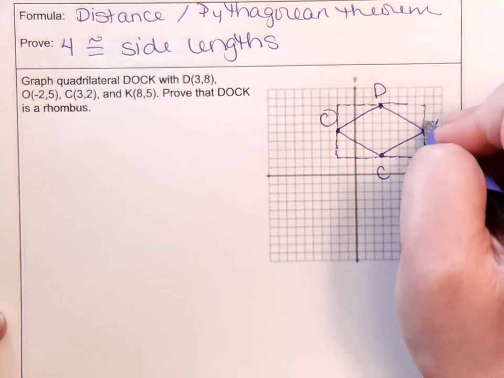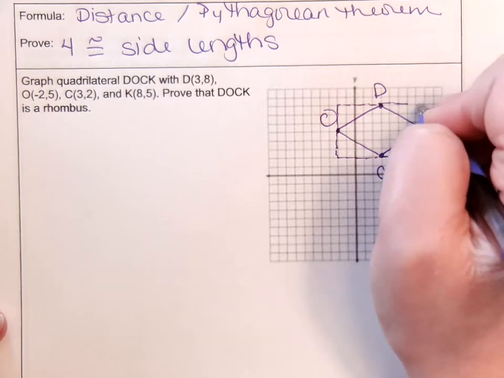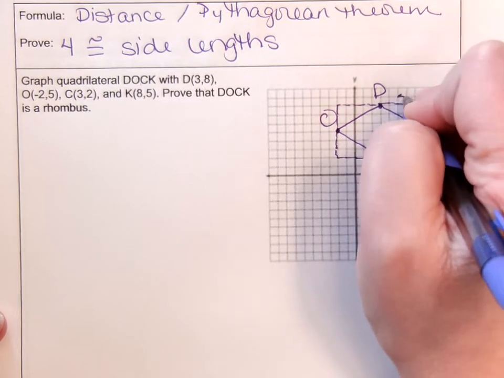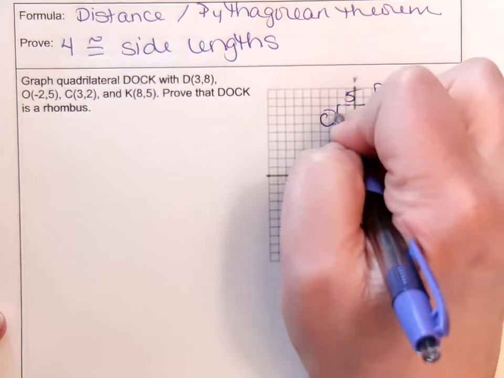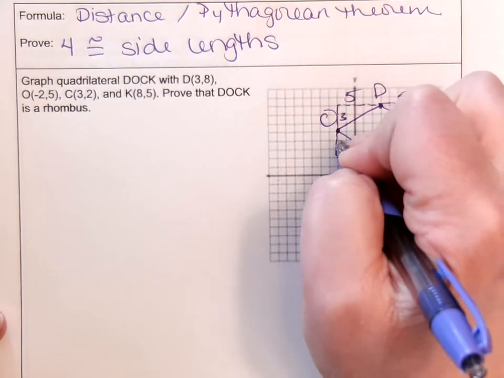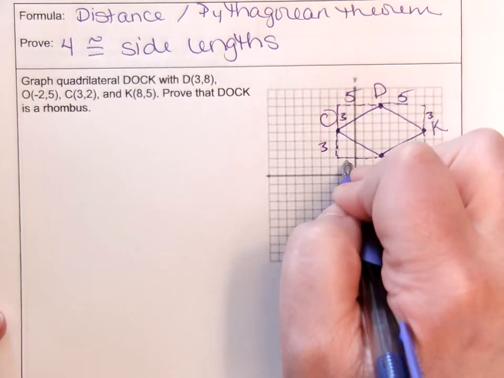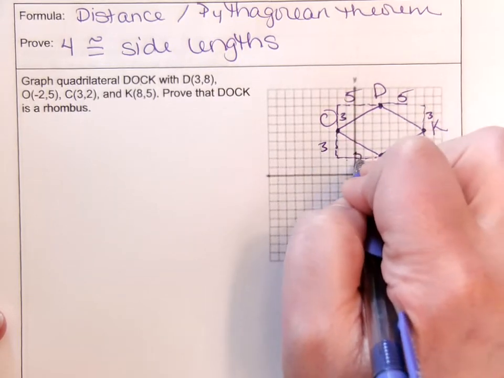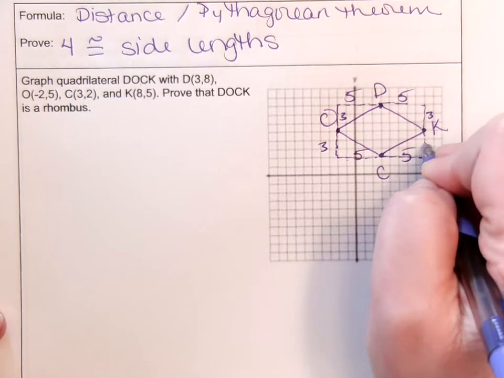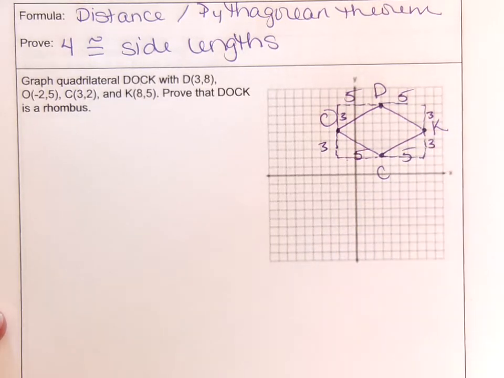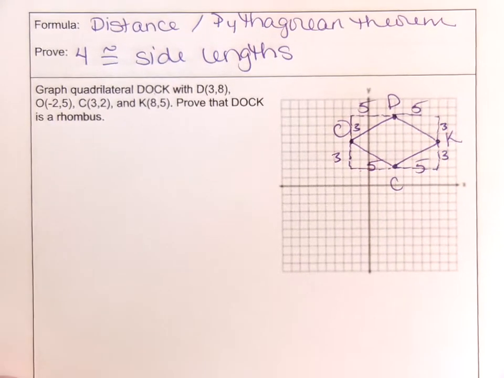So I'm going to go up 3, and then over 5, and so on around the figure. It's going to look pretty good to me, right? A lot of threes and fives. So I'm going to do Pythagorean theorem for all four sides.